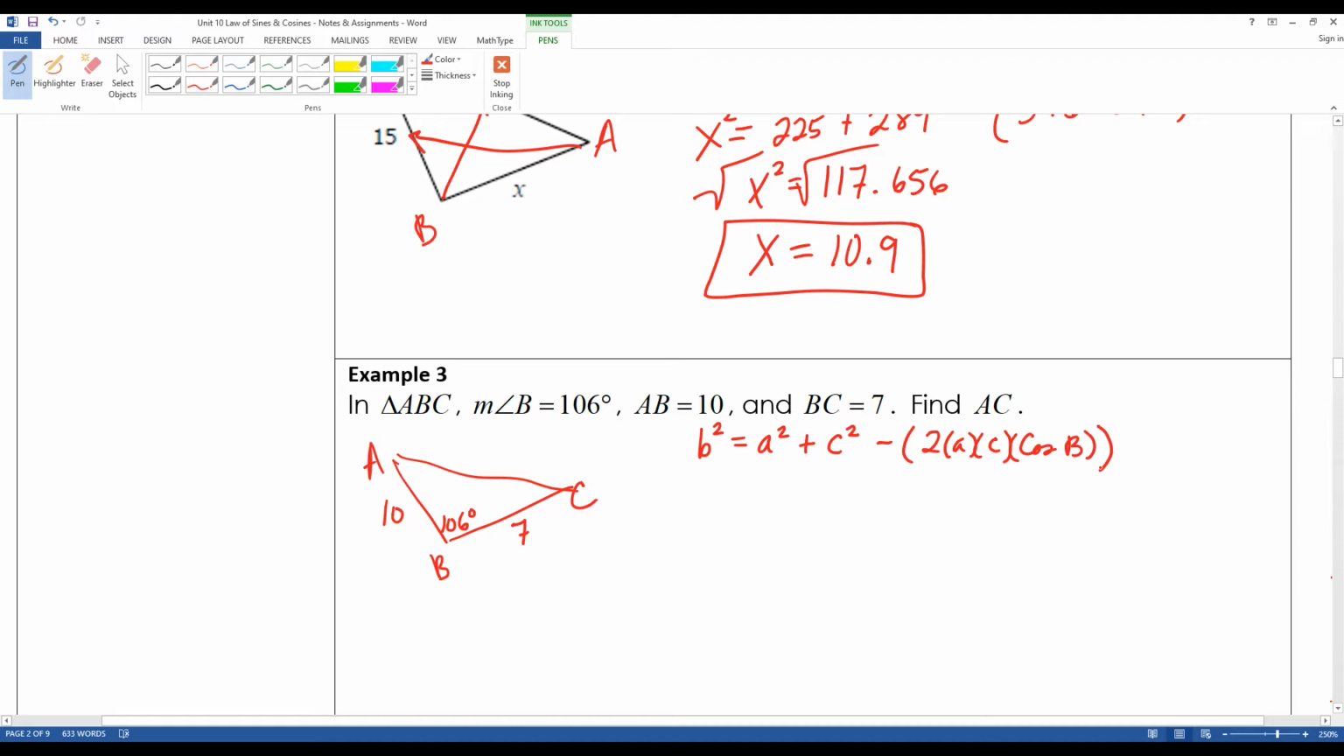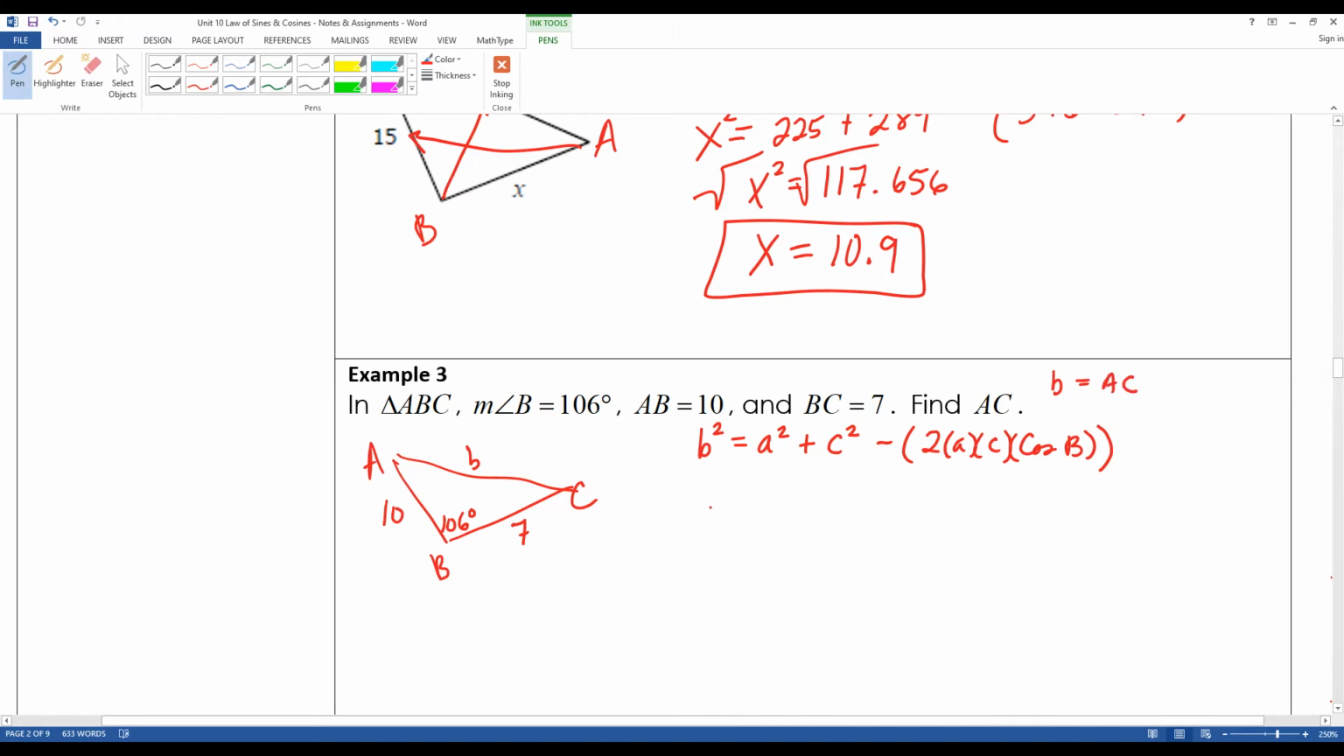Okay. I made the parentheses just because that's how I substitute everything. So what do I have? I don't have b, so we're looking for that. We're trying to find AC, this side over here. So we'll call it AC, but for now it'd be b. All right, we'll solve for b, so b is what AC is.